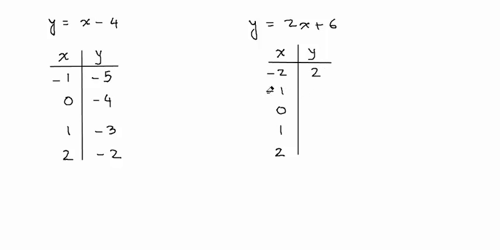Similarly, for x is equal to -1, 2 times -1 is -2, plus 6 is +4. For x is equal to 0, 2 times 0 is 0, and 0 plus 6 is 6. For x is equal to 1, 2 times 1 is 2, 2 plus 6 is 8. And finally, for x is equal to 2, 2 times 2 is 4, 4 plus 6 is 10.